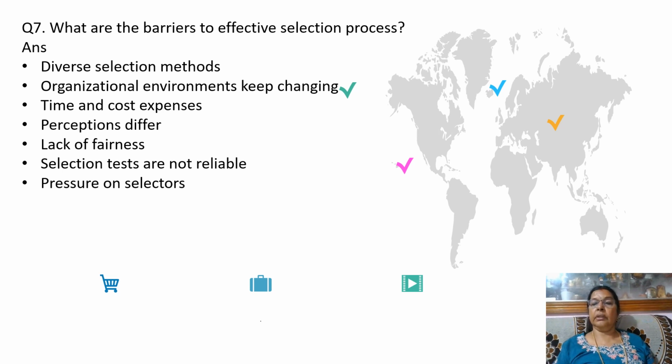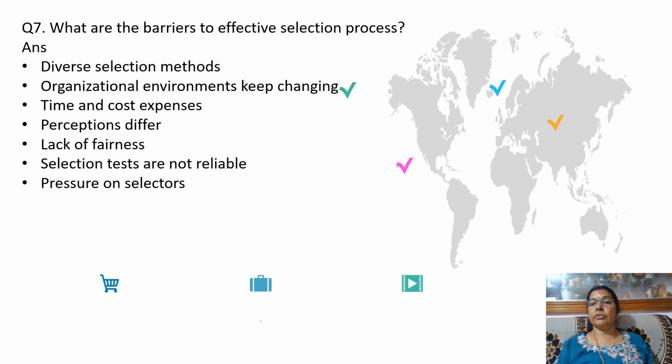It can affect the selection process in a negative manner, and also the organizational environments keep on changing. Again, the macro environmental factors like the economic environment, socio-cultural environment, technological environment, and legal and political environment, all these environments keep on changing, so they affect the selection process.